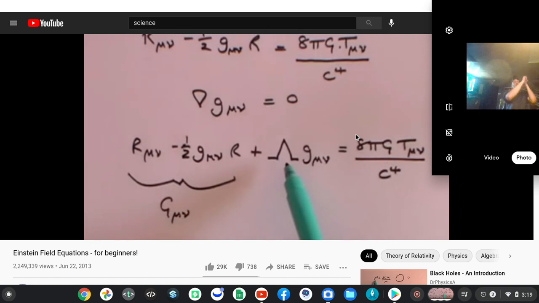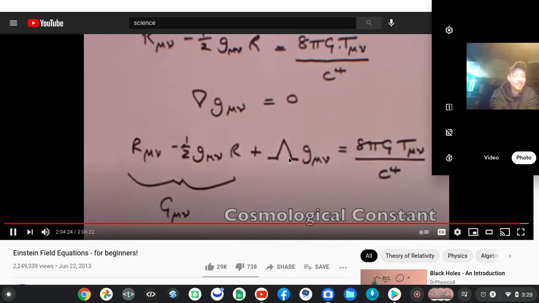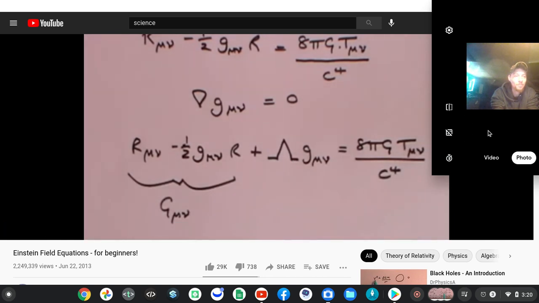What is this capital lambda term? Well, it's called the cosmological constant. What is that? Curiously, it is the constant that Einstein first thought of for the way space was, back when he was trying to identify how you could describe space in mathematical terms.